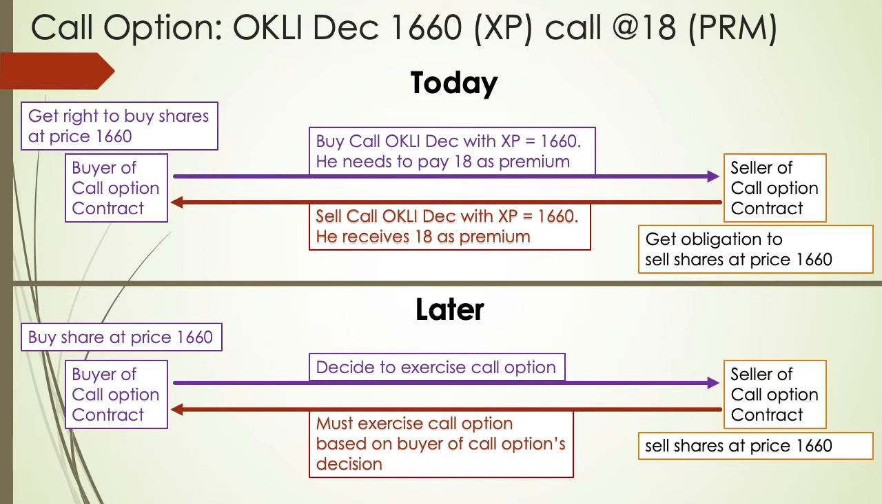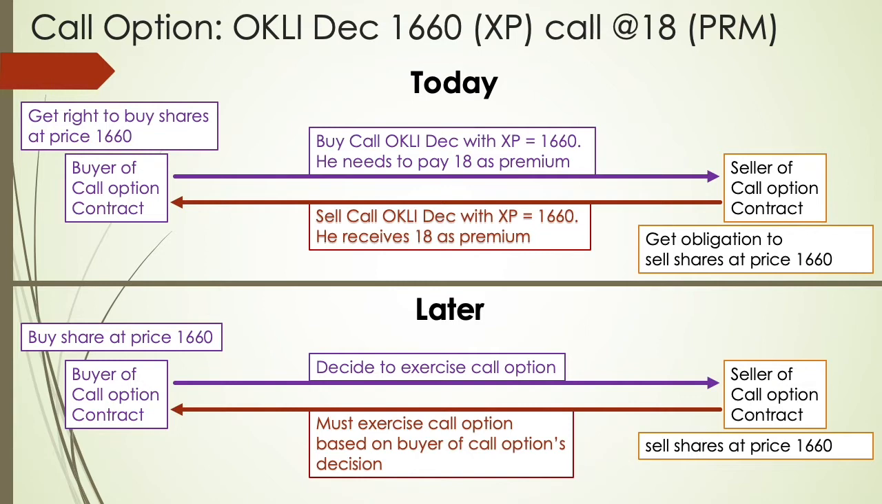Today, the buyer of the call option contract buys the call OKLI December with exercise price of 1660 from the seller of the call option. Therefore, he needs to pay 18 ringgit as a premium to the seller. So the seller sells that call OKLI December with exercise price 1660, and he receives 18 as a premium. The 18 premium here for the buyer of the call option is a cost or expense. The 18 premium is considered an income or revenue for the seller of the call option contract.